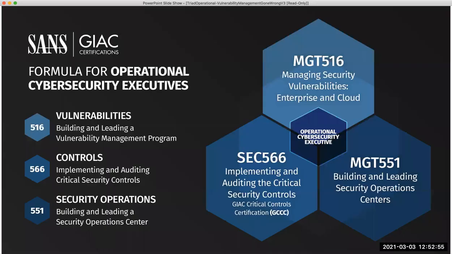So I'll turn it back to Jonathan to quickly highlight a couple of things, and then we'll turn it back to Laura for questions. Yeah, it's just as we mentioned at the start, this is part of the operational cybersecurity triad. You can see management 516. We've got the 566 as well as the 551 for the security operations centers, and 566 is about the 20 critical controls, or that are changing from 20, but regardless, the 566 is on the critical controls from CIS.